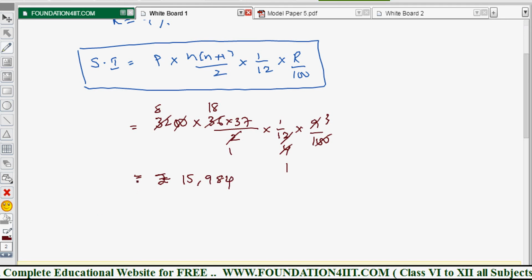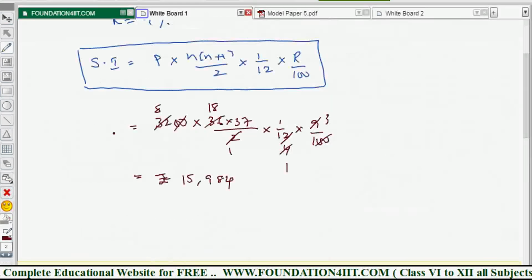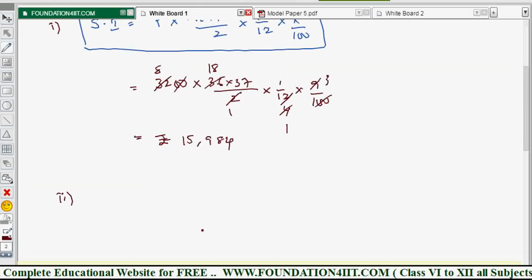Now we need to find the maturity value. So not only the simple interest, and the second is the maturity value of the account. This first one is done. And for the second, the maturity value, this also uses a formula. That is simple. The maturity value is nothing but the total deposit, that is P rupees every month, like that for n months, plus simple interest. So this is the maturity value formula.